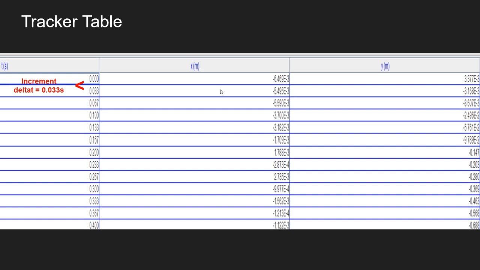This is the table that I got tracking that position. There were about 13 observations in total, including that initial condition, the 0. The change in time each time was 0.033 seconds. The y, as you can see, is not linear. It increases at an increasing rate.